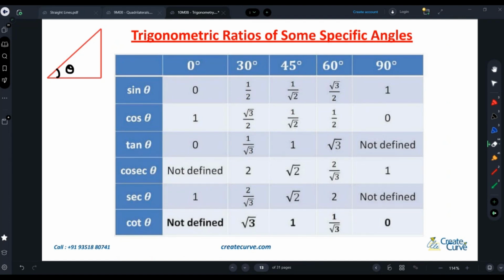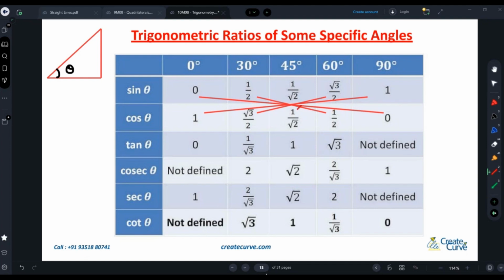Now, if you focus carefully, for cos just the opposite thing is happening. 0 is here, 1 by 2 is here. So basically a crisscross concept is going on for cos. If you remember for sine, you can flip the order and write it for cos also.